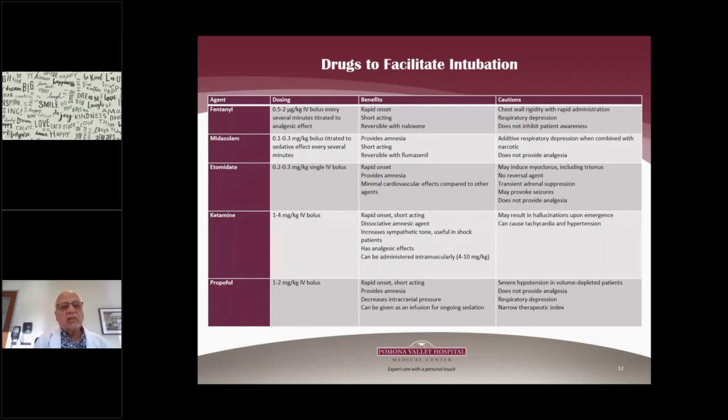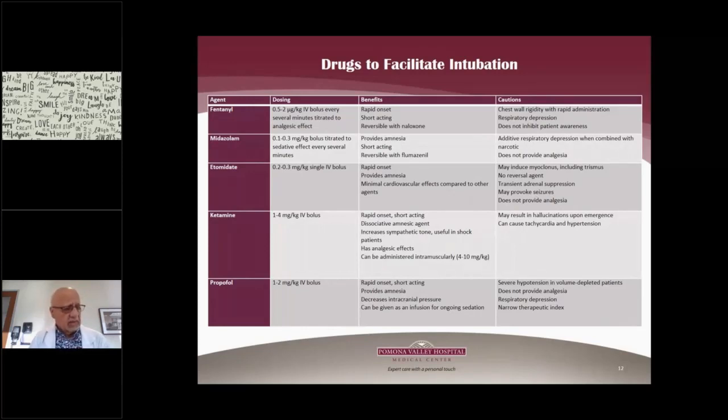I would prefer that most of them use fentanyl along with midazolam, and also a good one to use is propofol. Propofol does reduce intracranial pressure, but the problem again with propofol is that it can cause hypotension. All the others have their own benefits and pros and cons, which are present on this slide. And then the neuromuscular paralytic agents are also used along with it.